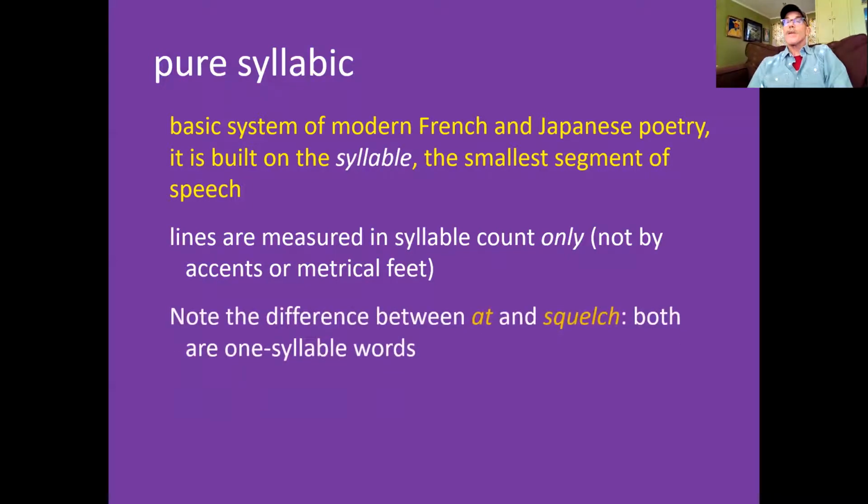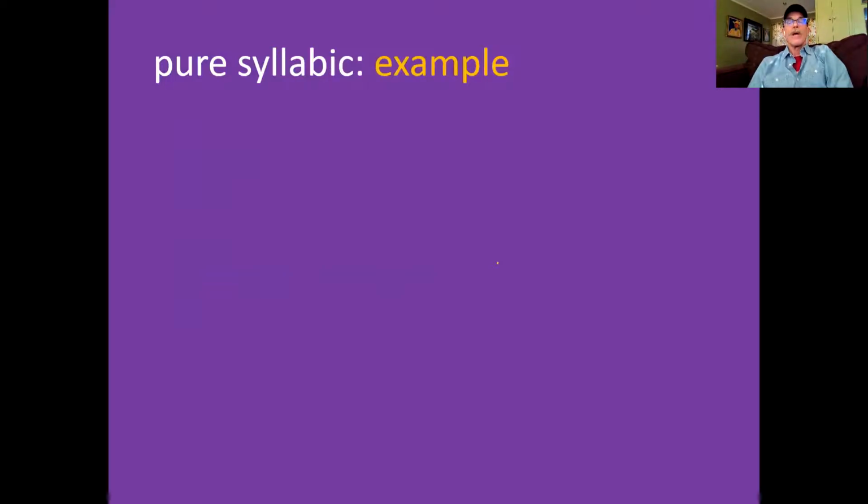Okay, so what I want to notice when I said it's the smallest segment of speech. Notice the difference between the word, or if you want to think of it, this is a syllable, at, and squelch. So if you want to say this, like hit pause or whatever, say the word at, or in, okay, out, and squelch or squinch. The duration in those syllables is a lot longer, and there's a lot more happening in the mouth when you say the word squelch versus saying the word at.